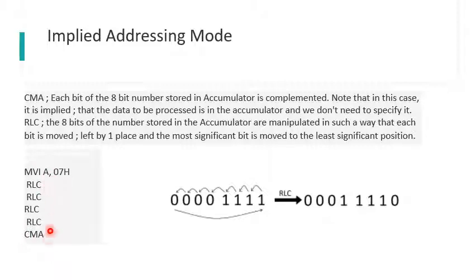At the end of the execution of this program, the accumulator will be holding a value of 8F. At the beginning of the program execution, the accumulator held a value of 07, but at the end it is holding 8F now.